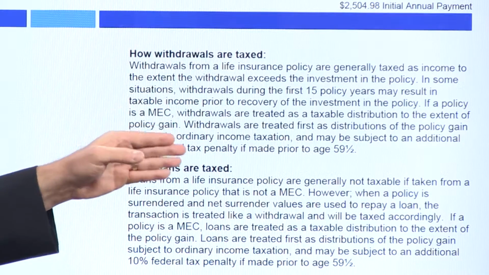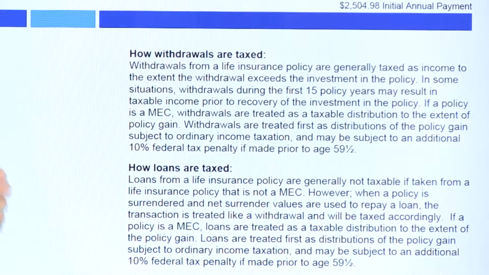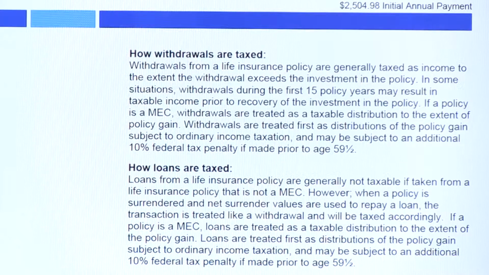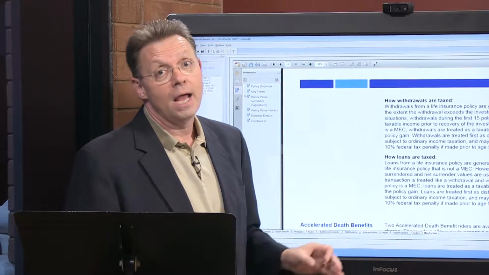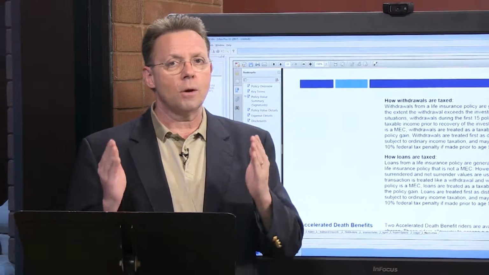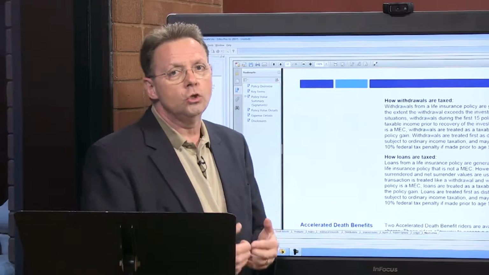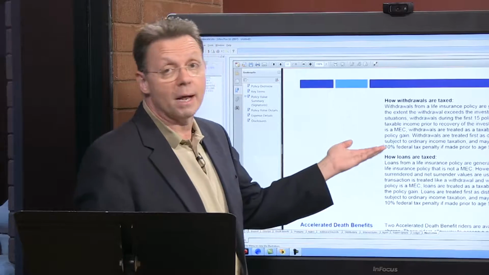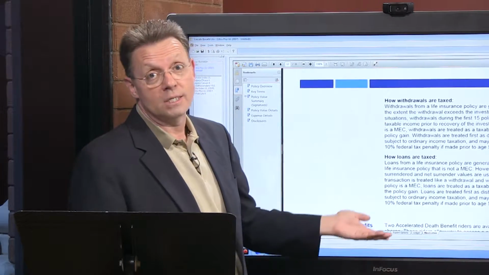Withdrawals are treated first as distributions of policy gain subject to ordinary income taxation and may be subject to an additional 10% federal tax penalty if made before 59.5. That's a huge caveat, and so if you're unsure of yourself, you can always come back to the carrier and say, could you make sure that I'm doing this correctly, that I'm not exposing my client to any of these taxable events?